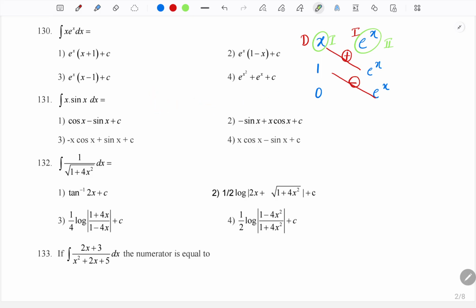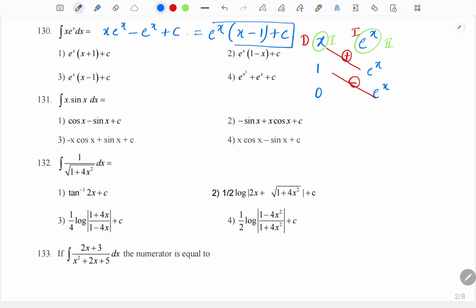Now write the solution. First one x e power x, next minus 1 times e power x is my solution. x e power x minus 1 times e power x plus c. What is your observation? In these two terms e power x is common. So take out e power x, then it is x minus 1, right? e power x times x minus 1 plus c.